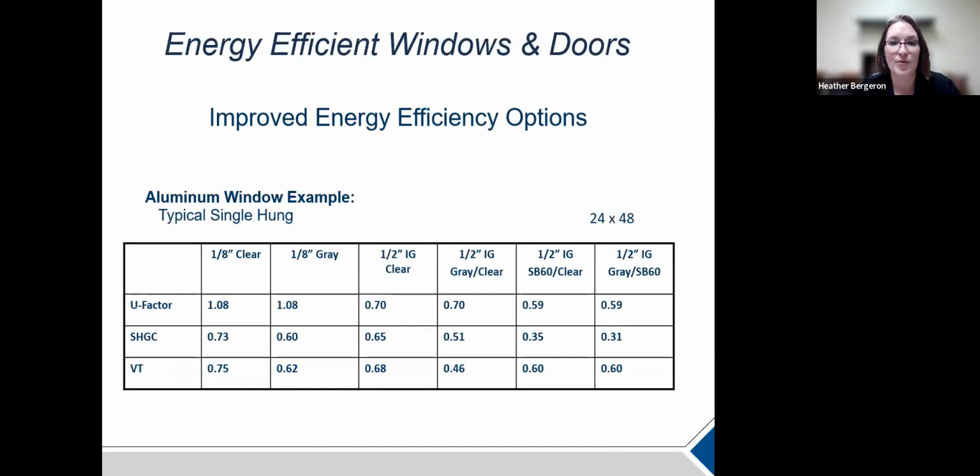Here's an example of improved energy efficiency options in an aluminum window. For an example, you have a typical single hung here in a 24 by 48 size. Depending on the glass thickness within that unit, you can clearly see your solar heat gain coefficients, your U factors, and your visible transmittance. You also have the choice of different tinting on the glass, whether that's a gray or a bronze or a Solarban 60. There are different choices here to be energy efficient.